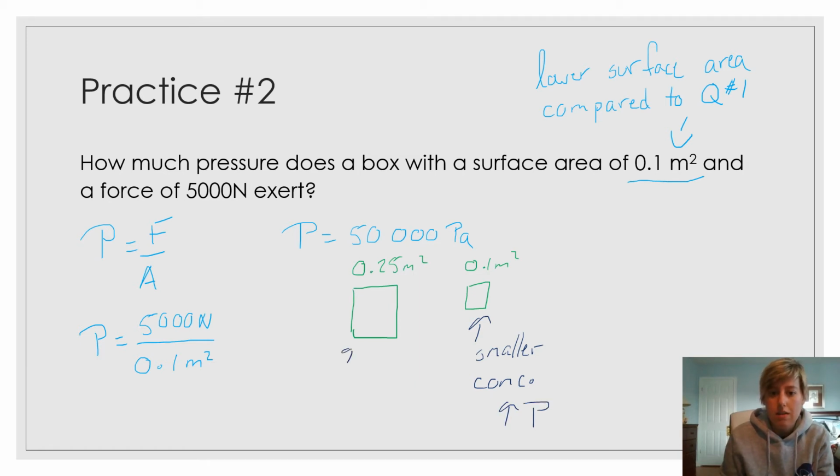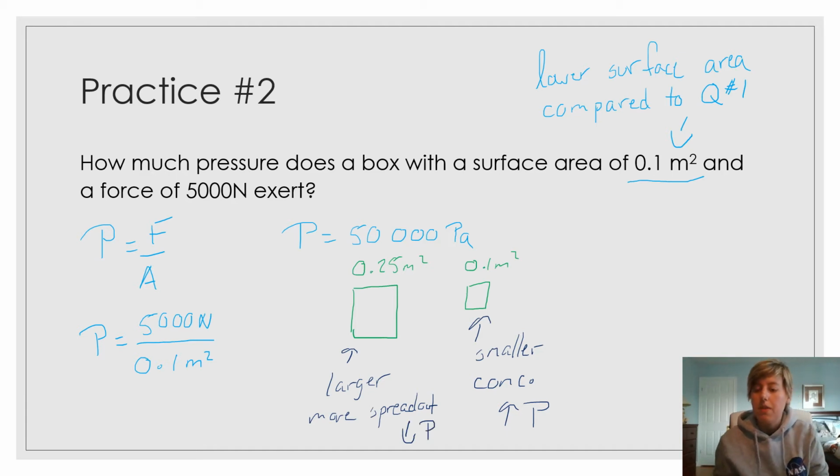Whereas here, this is larger, so it is more spread out. So my pressure is going to be lower. And out of the two variables that can be altered in our pressure equation, if my surface area decreases, my pressure as a result is going to be increasing. So we're going to do one more practice question, and then we're going to be moving on in our video.